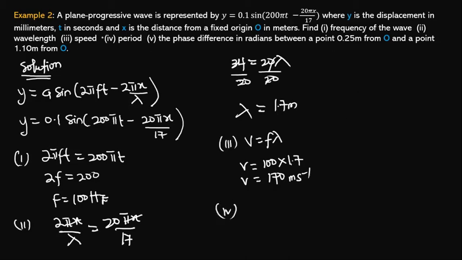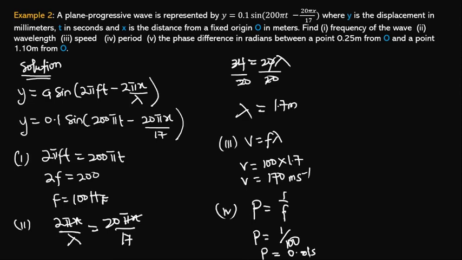Let's look at IV. We have to find the period. As easy as ABC, we know period or the time is equal to 1 over frequency. So our period is 1 over the frequency, which is 100. So our period is equal to 0.01 second.